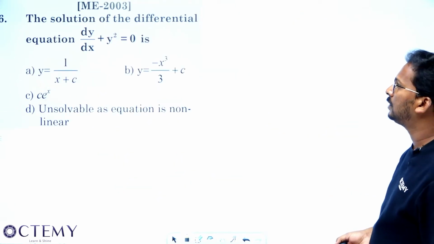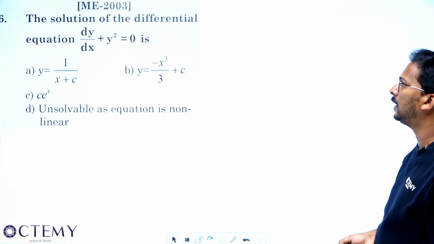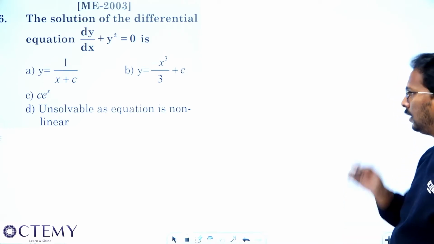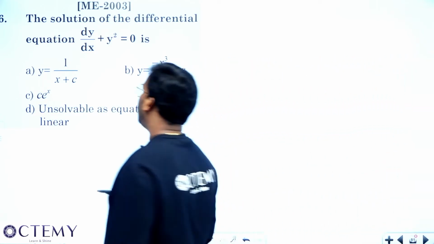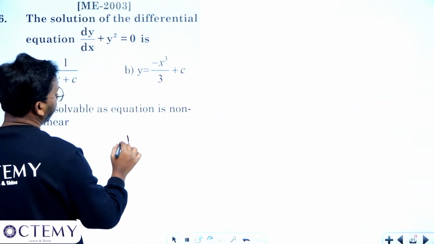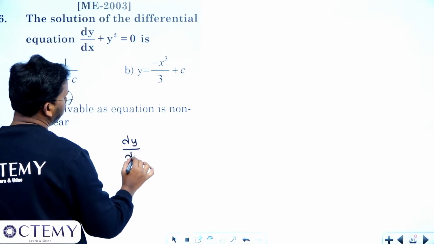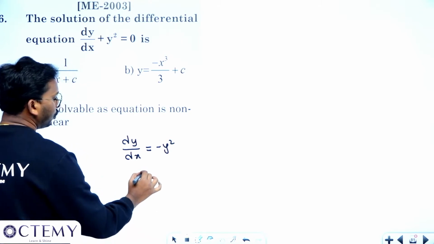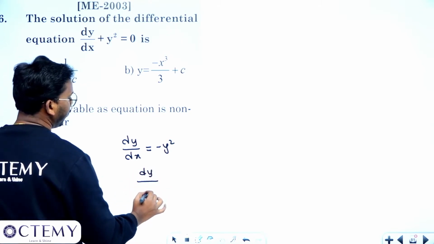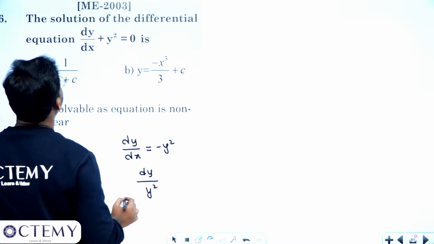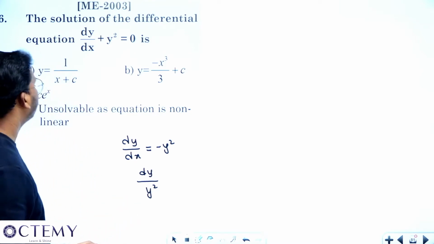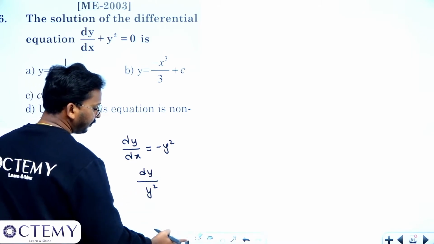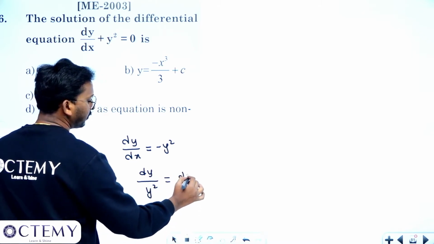The next question says the solution of the differential equation dy by dx plus y square equal to 0 is dash, right? Let us do this problem. If you want to do this problem, variable separable form I can do it. dy by dx is equal to minus y square, isn't it? So dy by y square, and initial condition, did he give any initial condition? No sir, it's all right. So minus dy by y square is equal to dx.